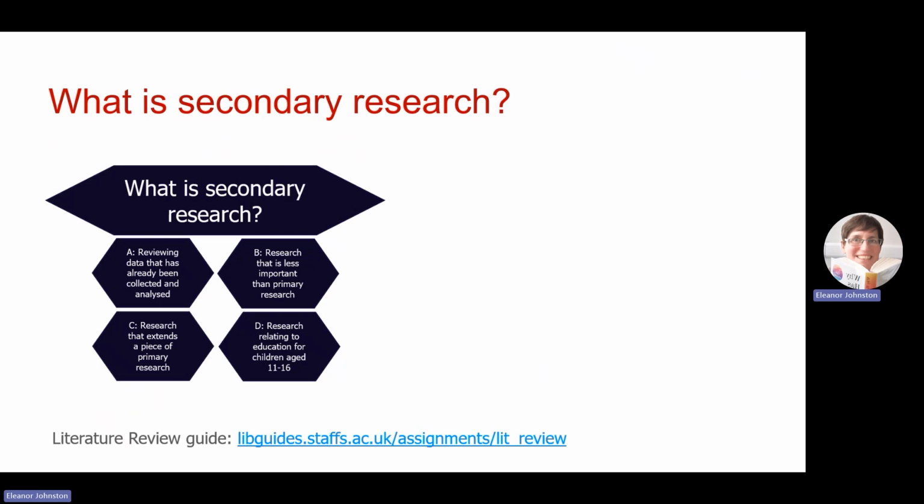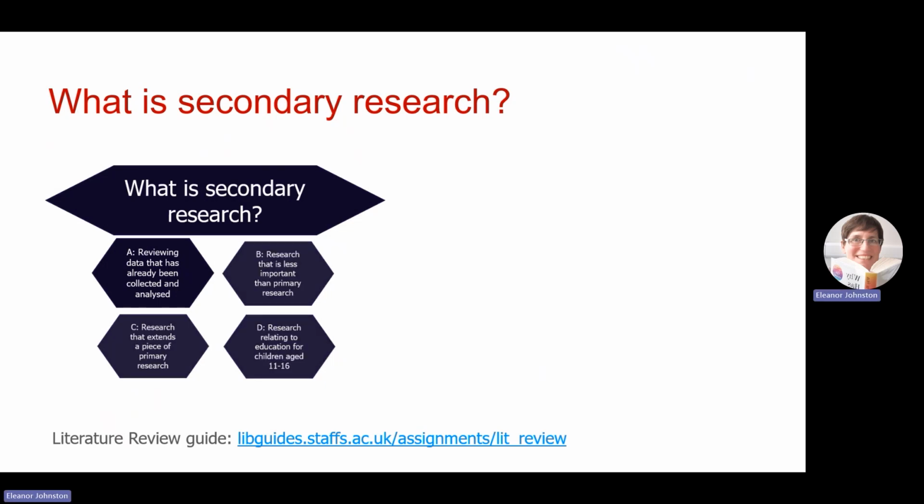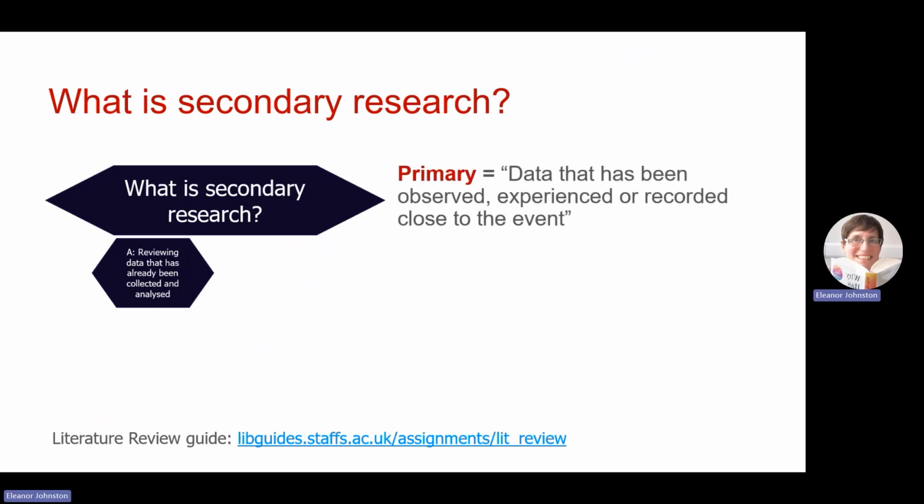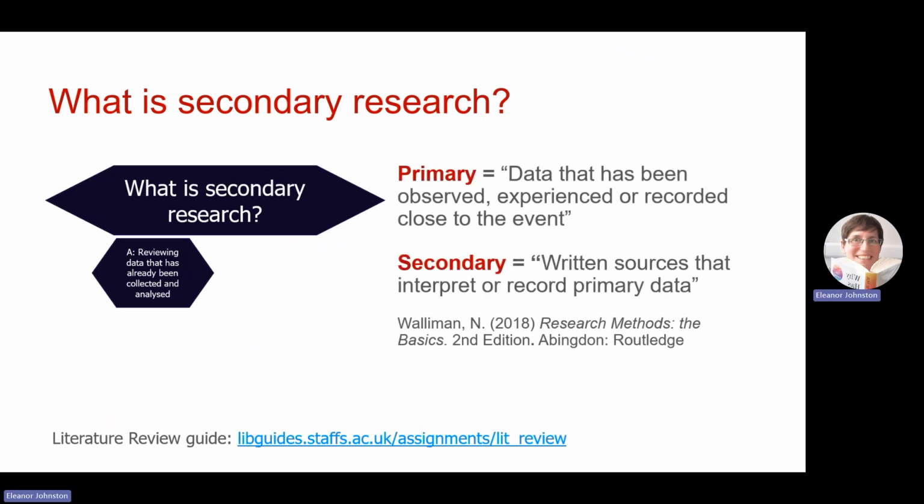So looking at these four descriptions of what secondary research could be, there's four possible definitions. Take a quick look and hopefully you will have come to the conclusion that one of these answers is correct. I'll just give you a moment to have a little look. And hopefully you will think secondary research is reviewing data that's already been collected and analysed. So that's what we're looking at in our lit review. So we're not looking at primary data, that's stuff that can be observed, experienced or recorded. So that's things like interviews that you do with people. It's things that other people have done.